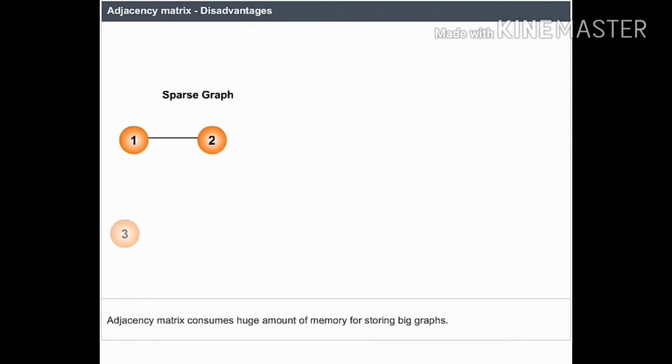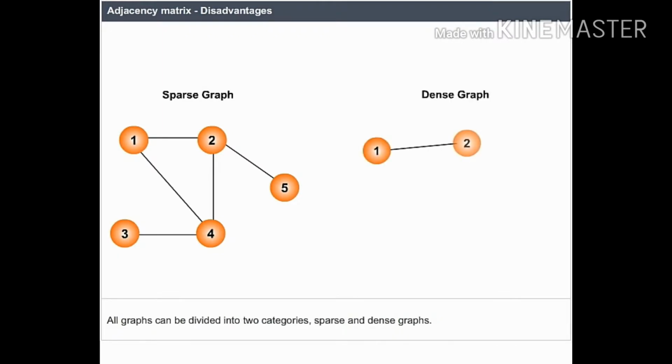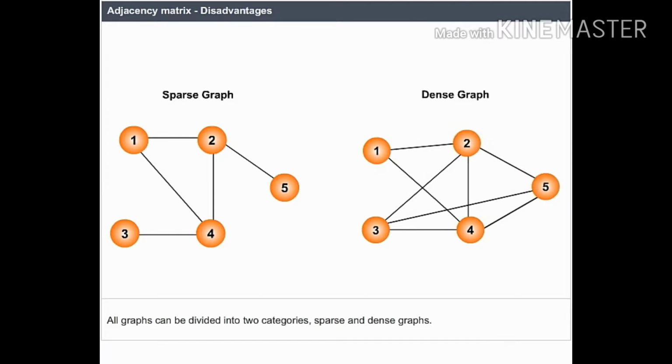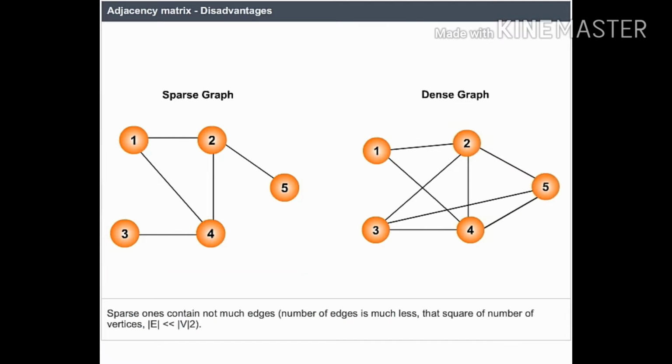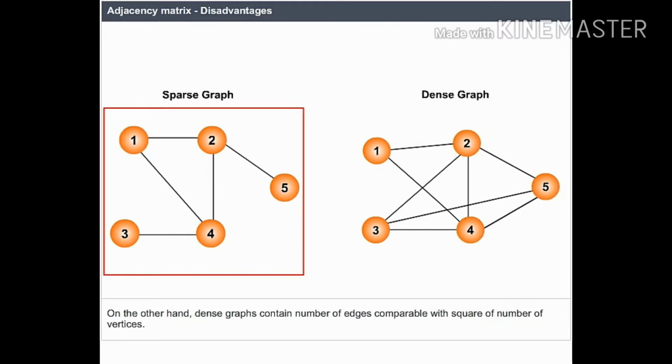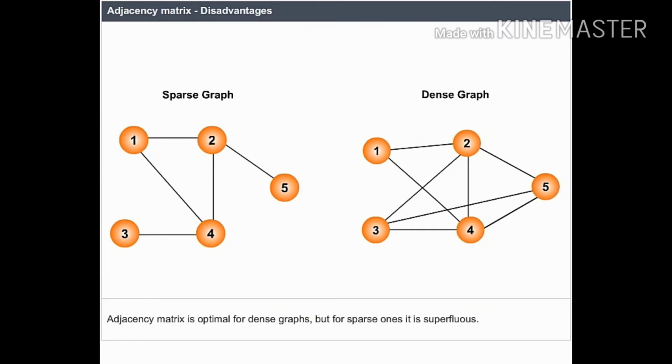Disadvantages. Adjacency matrix consumes a huge amount of memory for storing big graphs. All graphs can be divided into two categories: sparse and dense graphs. Sparse ones contain not many edges; the number of edges is much less than the square of the number of vertices, E < V². On the other hand, dense graphs contain a number of edges comparable with the square of the number of vertices. Adjacency matrix is optimal for dense graphs, but for sparse ones, it is superfluous.